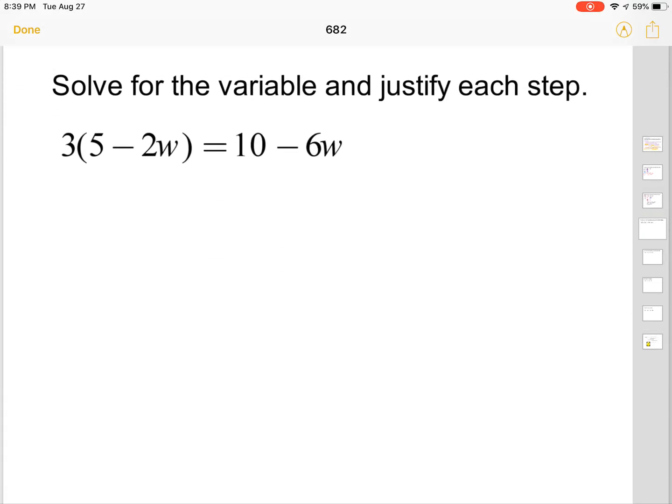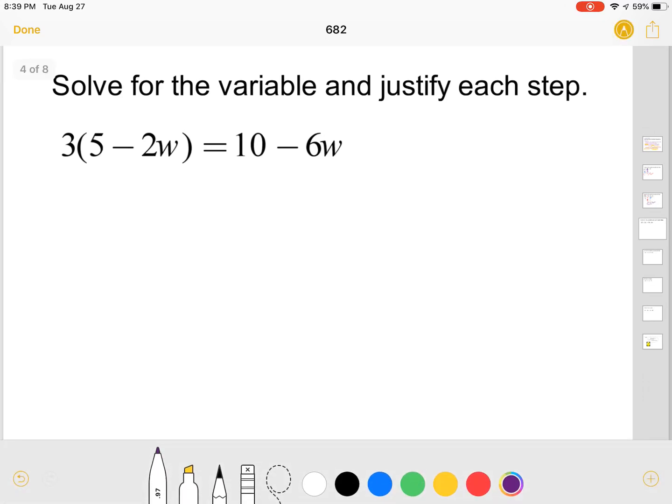Here's a similar problem. 3 times 5 minus 2w equals 10 minus 6w. Notice how our variable is w instead of x, but we're still going to solve for w just as if it were x. So let's do our distribution. 3 times 5 is 15. 3 times negative 2w is negative 6w equals 10 minus 6w. I've got w's on either side, so let's go ahead and combine those. I'm going to add 6w, add 6w.